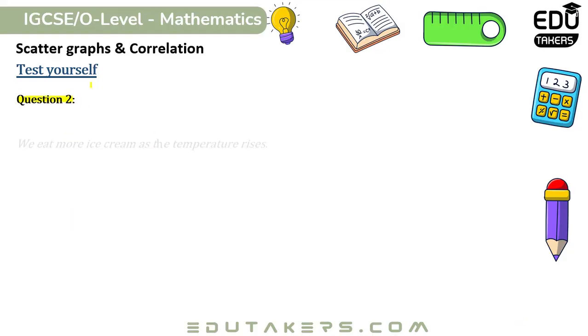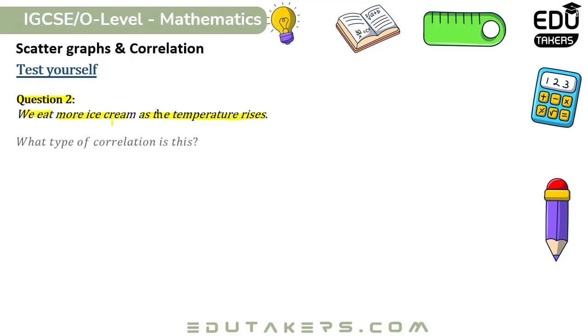Question number 2. We eat more ice cream as the temperature rises. What type of correlation is this? Is of 1 mark.